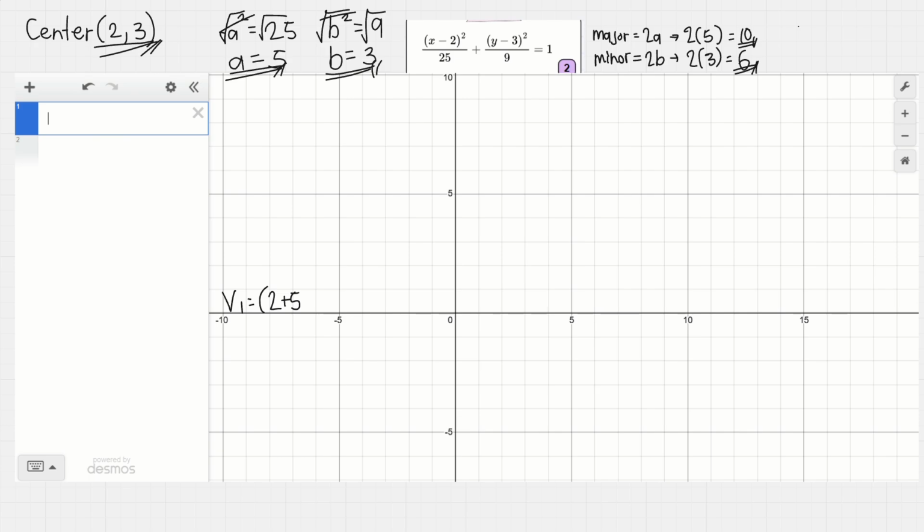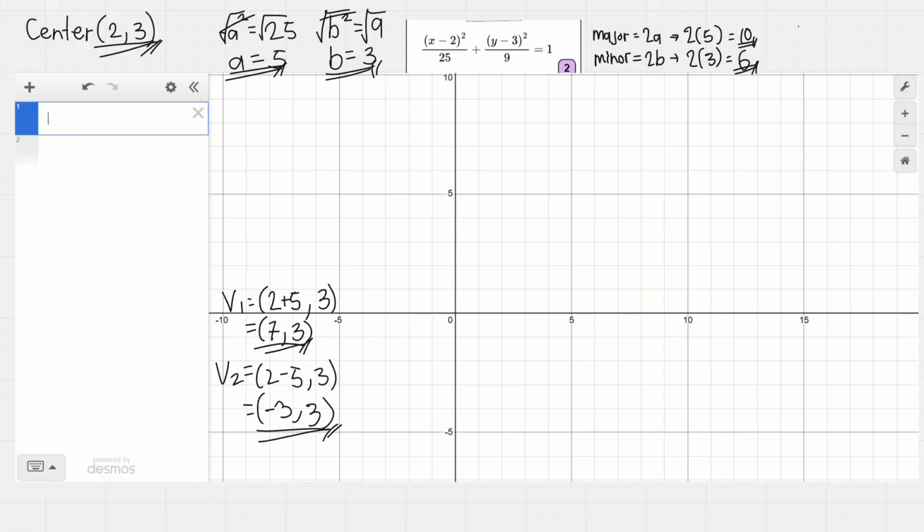We're using this value, comma 3. 2 plus 5 equals 7, comma 3. This is our vertex 1. Let's get our vertex 2. 2 minus, this time we're minusing 5, comma 3. 2 minus 5 equals negative 3, and comma 3. So these are our vertices.